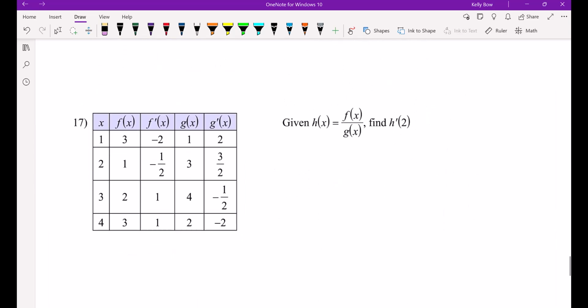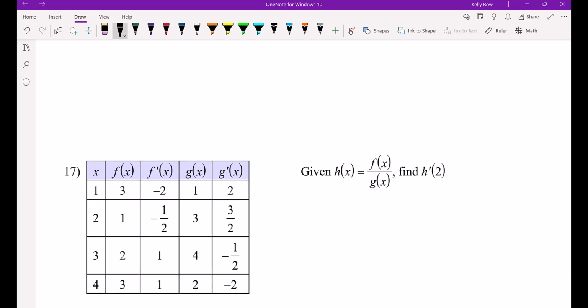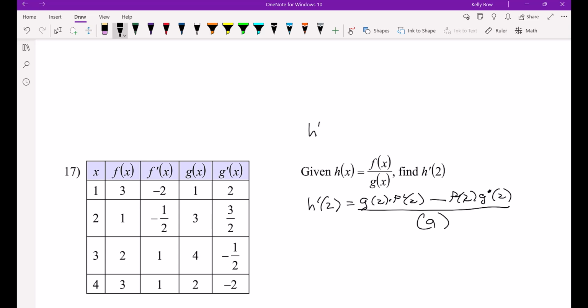But anyway, now we've got a quotient rule. Remember the quotient rule. So h prime of 2 would be g of 2 times f prime of 2, minus f of 2 times g prime of 2, all over g squared. The x value is 2, so it's this column right here, and here are your derivative values.